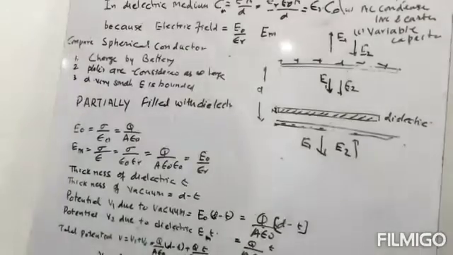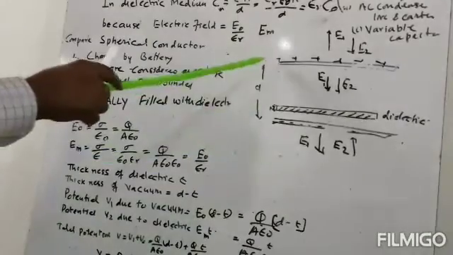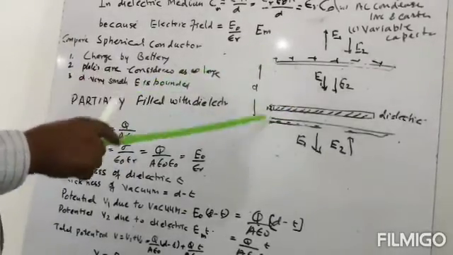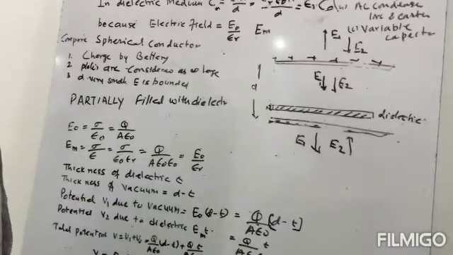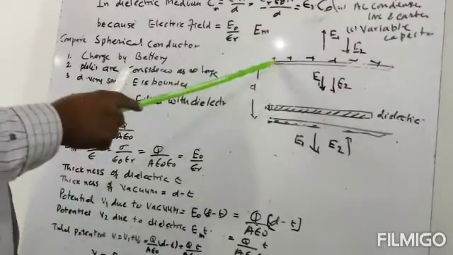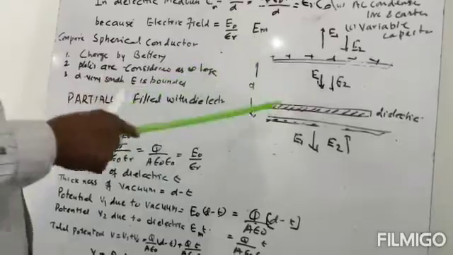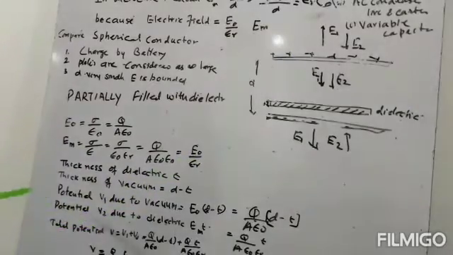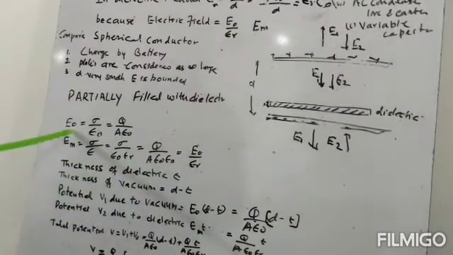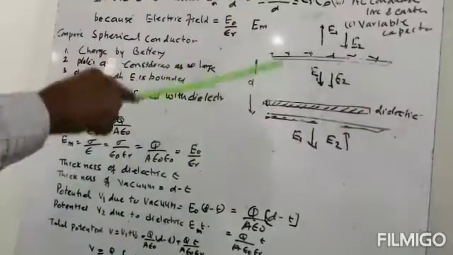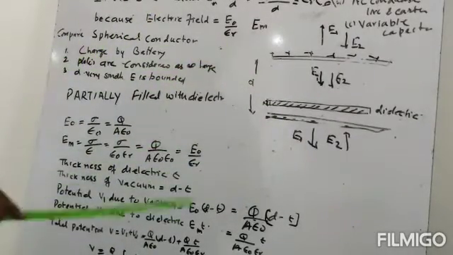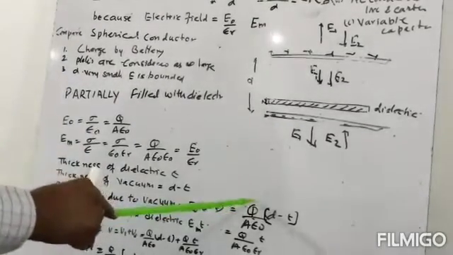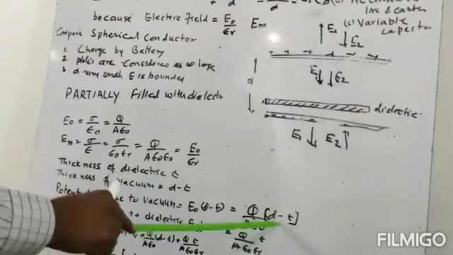Now we will find the capacitance. Since the thickness of the dielectric is t, the width of air will be equal to d minus t. So the potential due to air will be equal to E0 multiplied by the distance, that is d minus t. So the potential will be equal to q/(Aε0) times (d minus t).